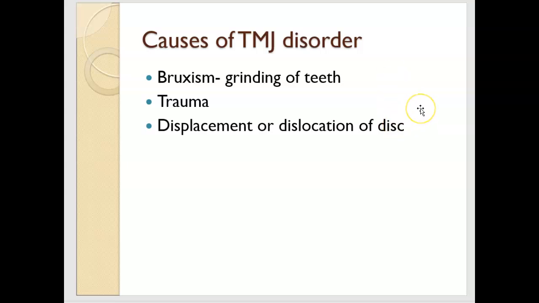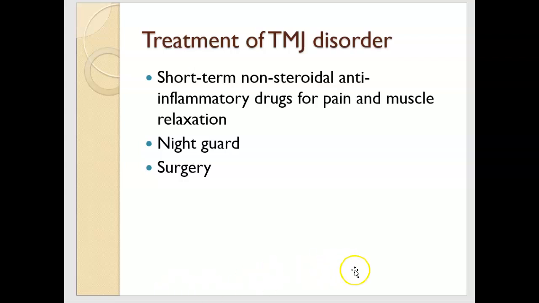Causes of TMJ disorder. You may have people say that they have TMJ. Everyone has a TMJ, but the disorders are bruxism, which means grinding, displaced or dislocated disc, or trauma. Treatment for the TMJ disorders: short-term non-steroidal anti-inflammatory drugs, muscle relaxants, a night guard, or possible surgery.